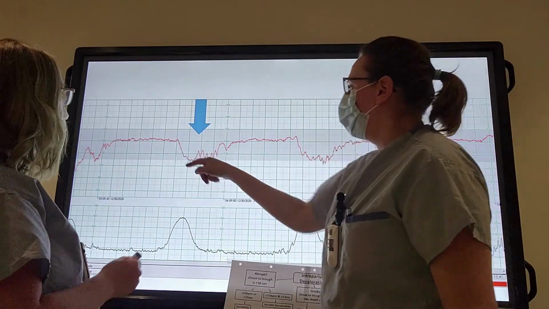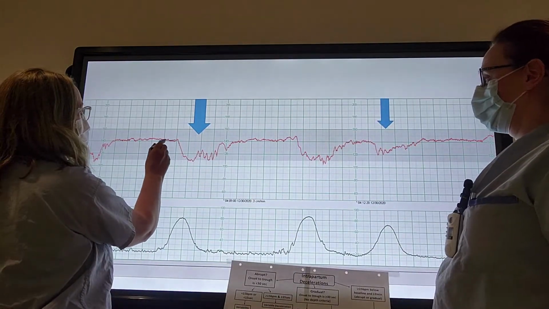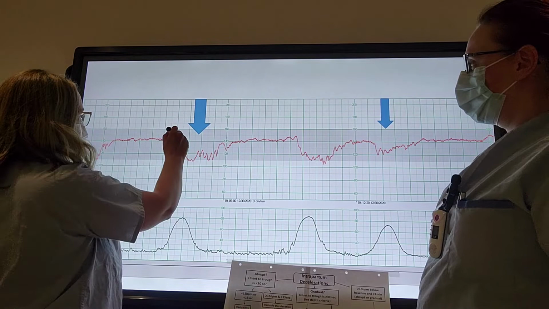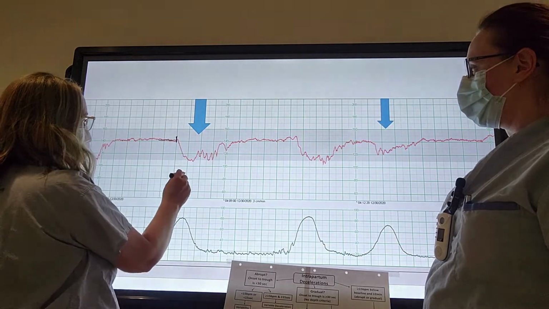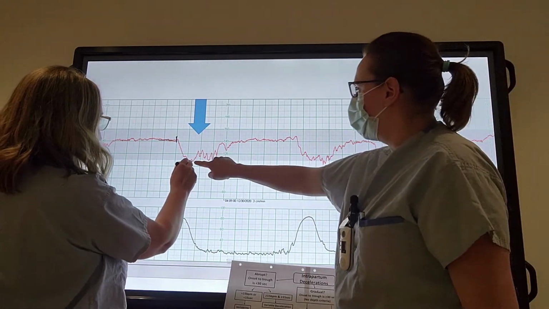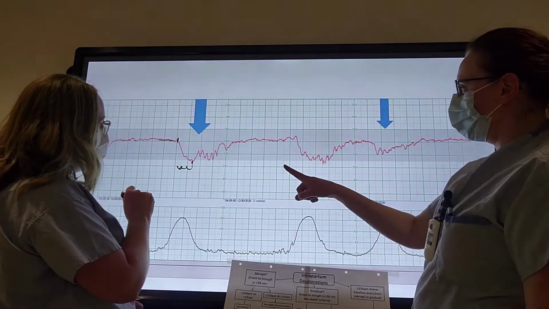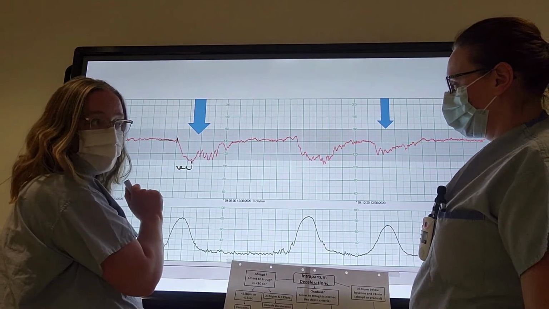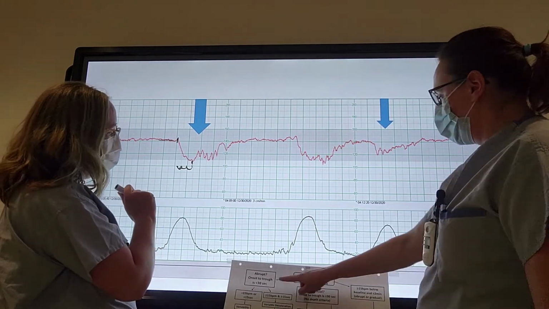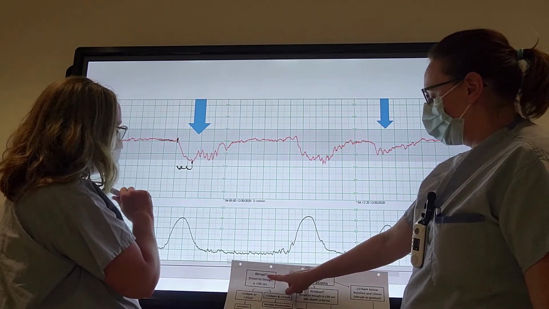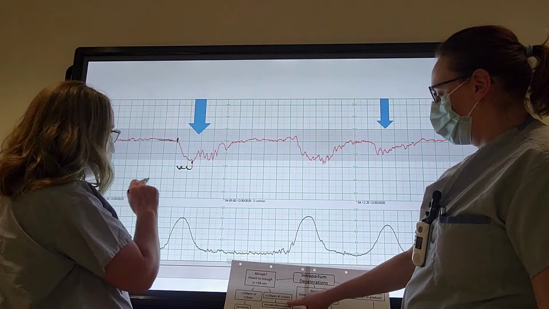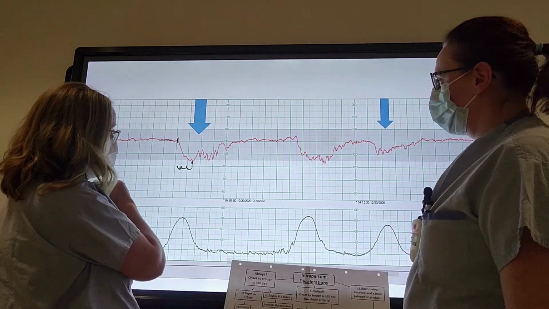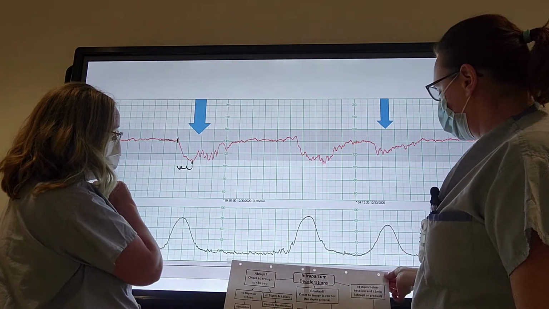Determine for me where the baseline is. 140. Where does it leave the baseline? Where does it reach the trough? We're going to say right there. How long does it take to reach the trough? About just under 30, so maybe 28 seconds. Okay, so then that means it's abrupt. Does it have depth criteria of 15 by 15? Yes, it does. So we know then it's a variable.